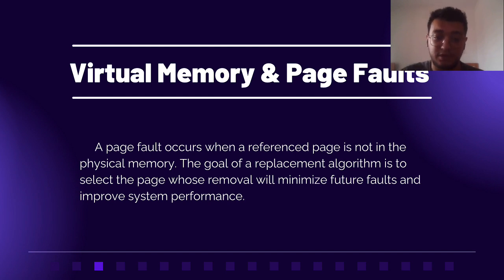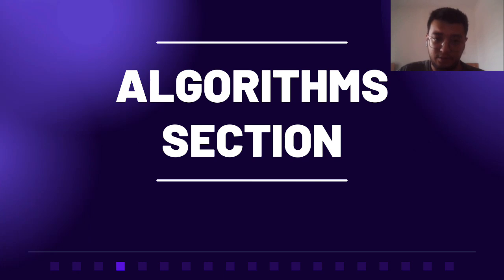A page fault occurs when a process requires a page that is not currently stored in physical memory. When this happens, the operating system must bring the page from secondary storage, which is slow and costly. Because of that, reducing recurrent page faults is one of the most important goals in memory management. A good replacement algorithm minimizes the page faults and significantly improves overall system performance. Now let's move on to the algorithms.